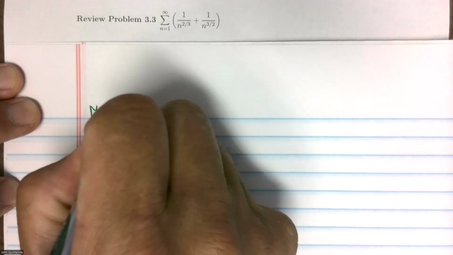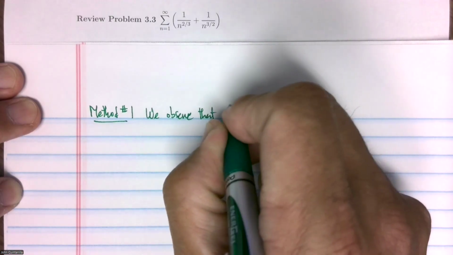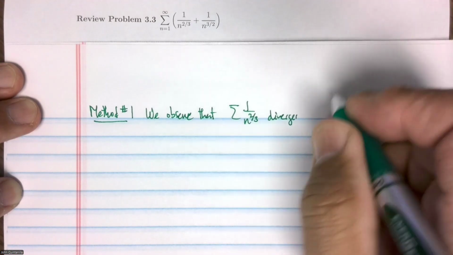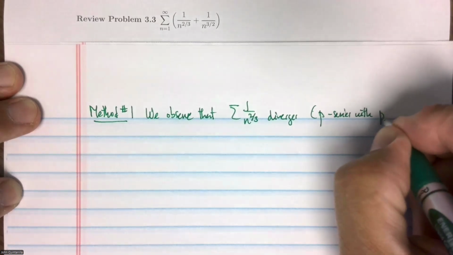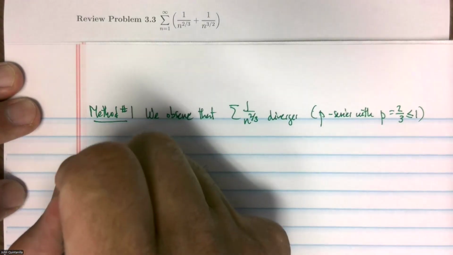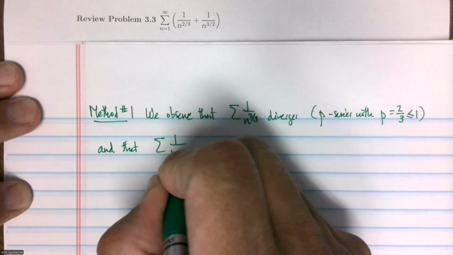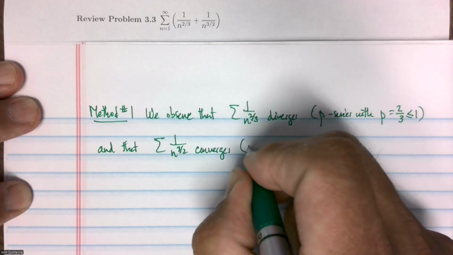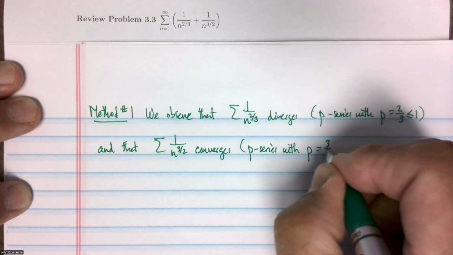Method number one, we observe that the summation of 1 over n to the 2/3 diverges. Now, why does that diverge? It's a p-series with p equal to 2/3, which is less than or equal to 1. And that the summation of 1 over n to the 3/2 converges. That converges because it's a p-series with p equal to 3/2, which is greater than 1.